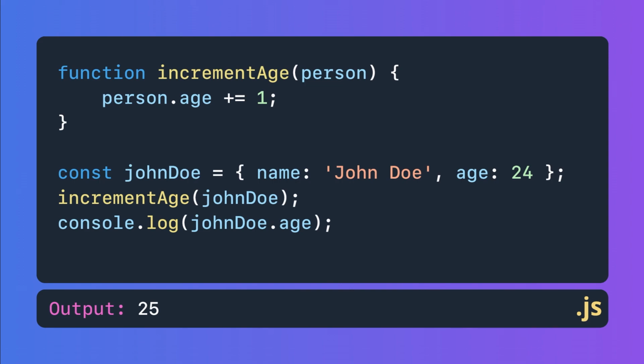And then we create a constant John Doe with the name John Doe and the age of 24. And then if we call the function with John Doe as a parameter, we can see that afterwards when we console log the age of John Doe, it results in 25, meaning that the object itself has changed.